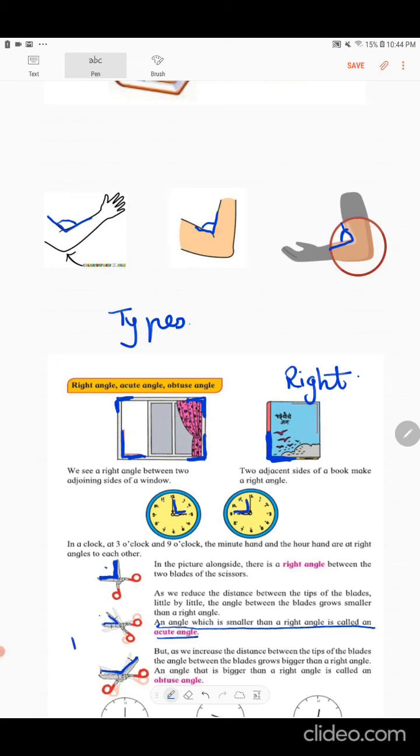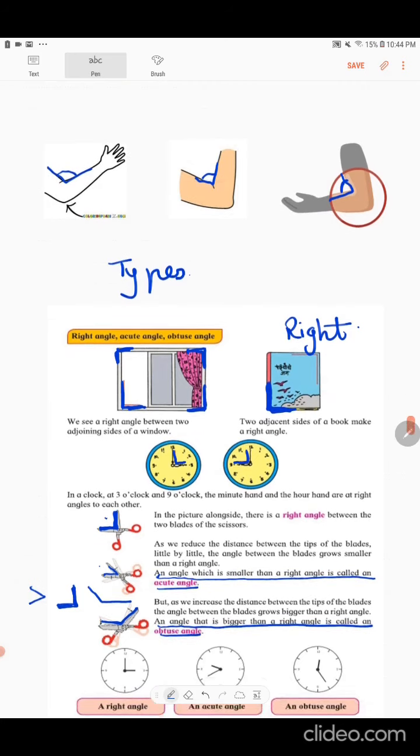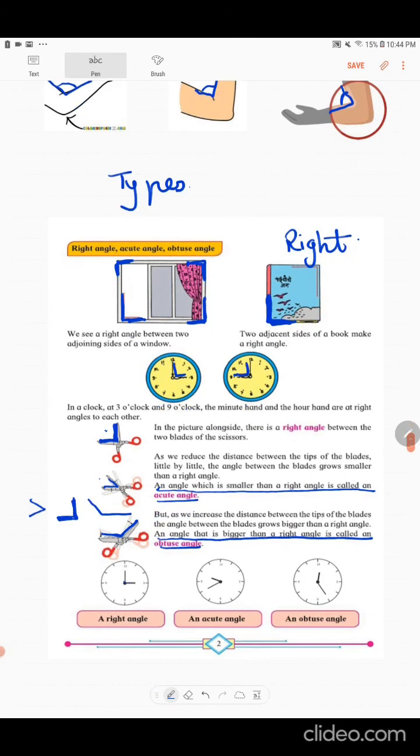See, this is a right angle, and when you reduce it, it becomes an acute angle, and when you increase it, it becomes an obtuse angle. An angle that is bigger than a right angle is called an obtuse angle. Now see this clock: exactly 3 is a right angle, smaller than a right angle is an acute angle, bigger than a right angle is an obtuse angle. So there are 3 types of angles: a right angle, an acute angle and an obtuse angle.